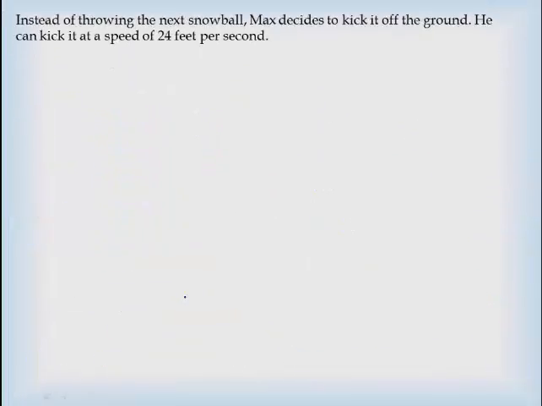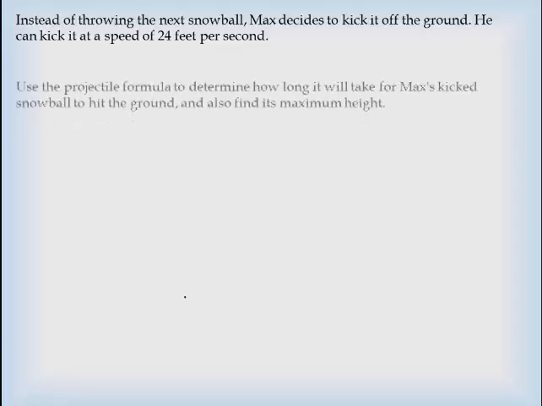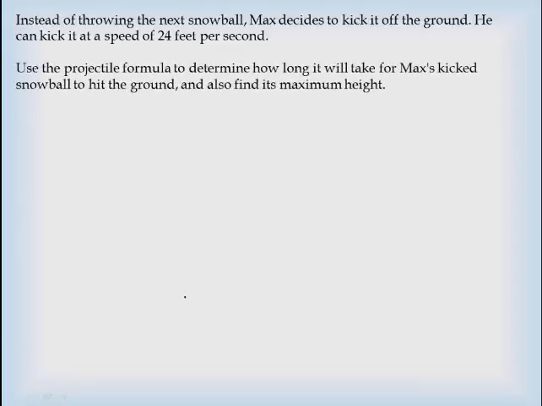Okay, next we decide to kick the snowball, and he can kick it at 24 feet per second. So we're going to do the same exact thing, except this time he's going to be a little bit faster. He's at the same height. So negative 16x squared plus 24x plus 25 equals 0. All right. Time till it hits the ground.